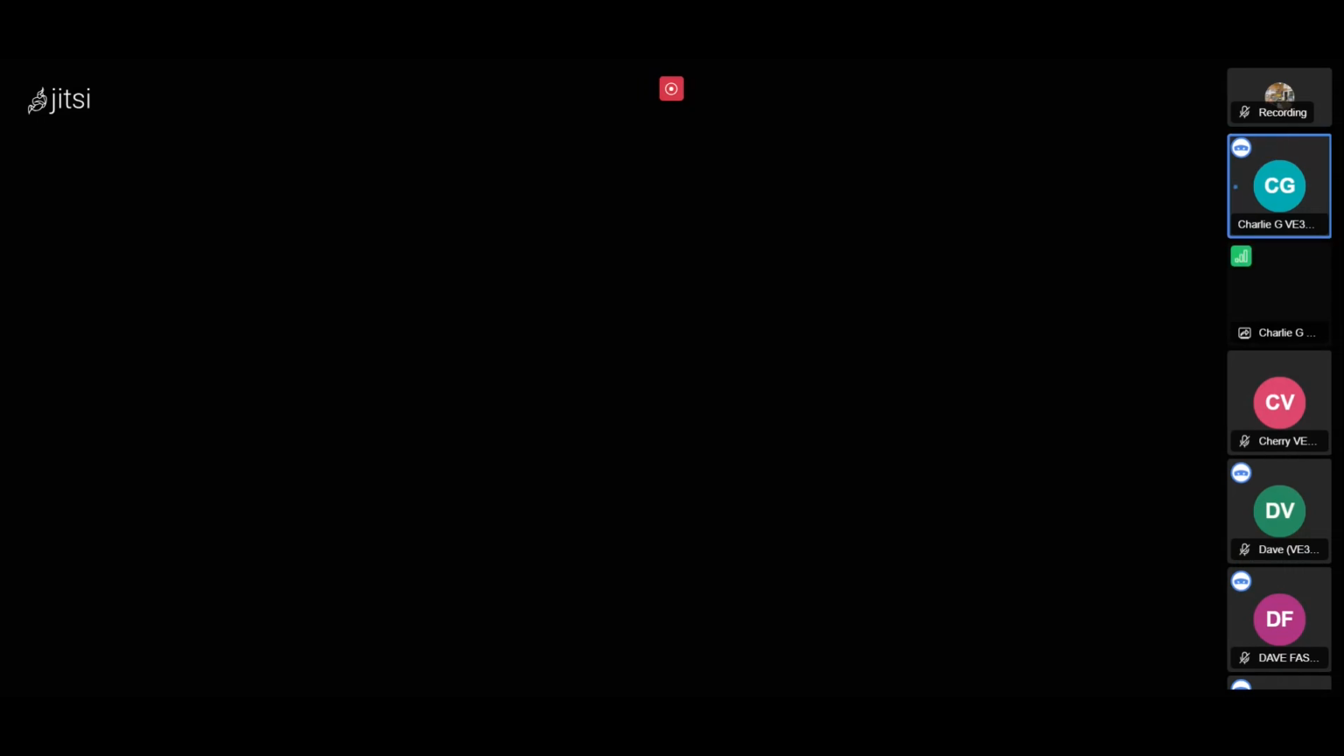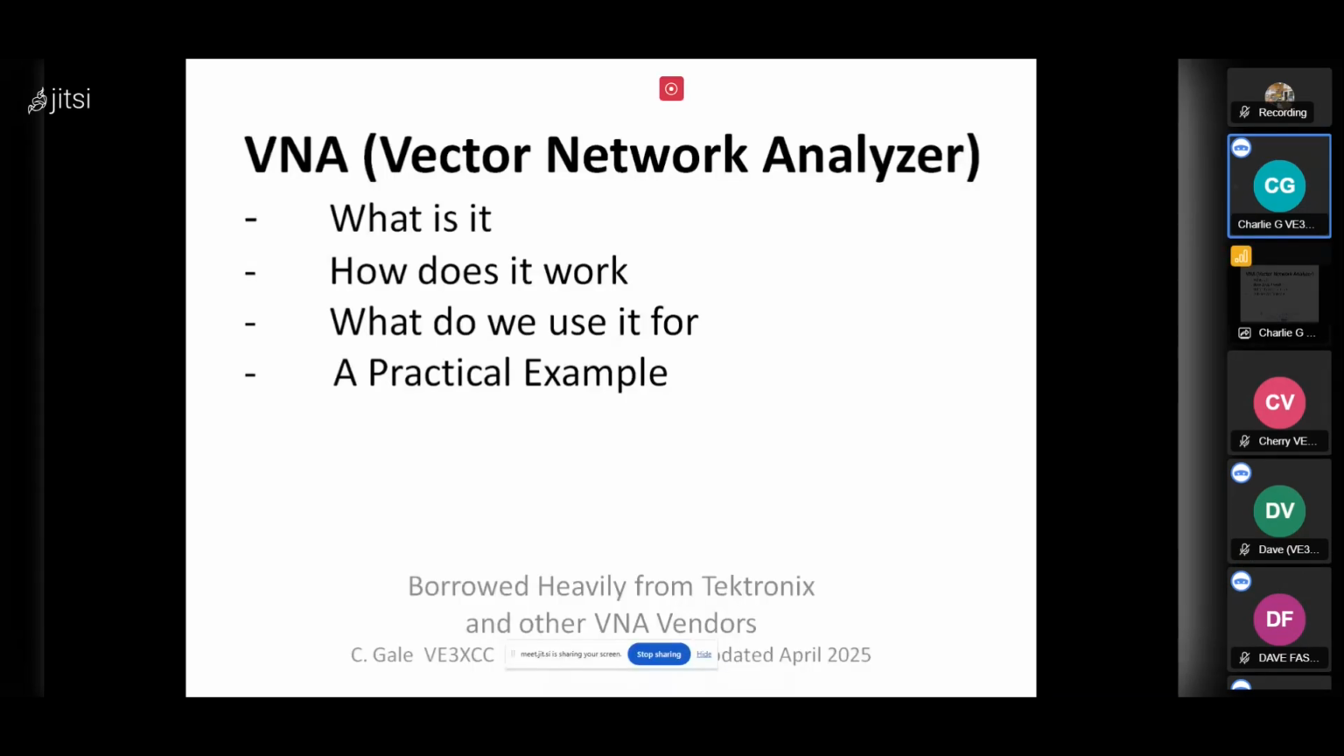All right, let's see if I can get this going. Can folks see this chart? Yes, we can. All right, perfect.